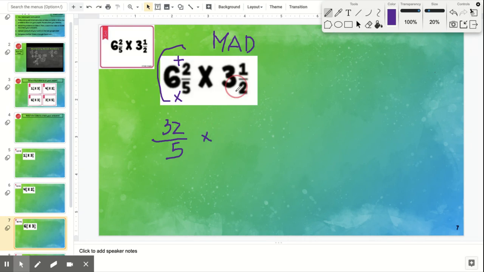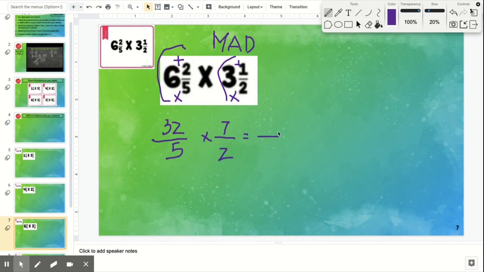Times, let's do the same thing with our second mixed number, 3 1/2. So 3 times 2 is 6, plus 1 is 7. So 7 is our numerator, denominator stays the same. So now we are ready to multiply.